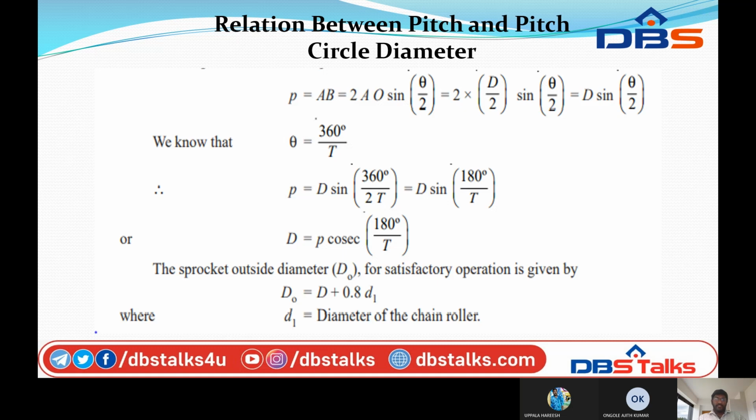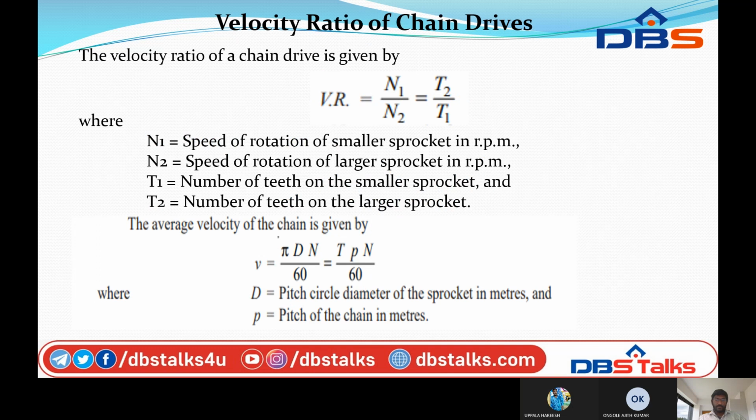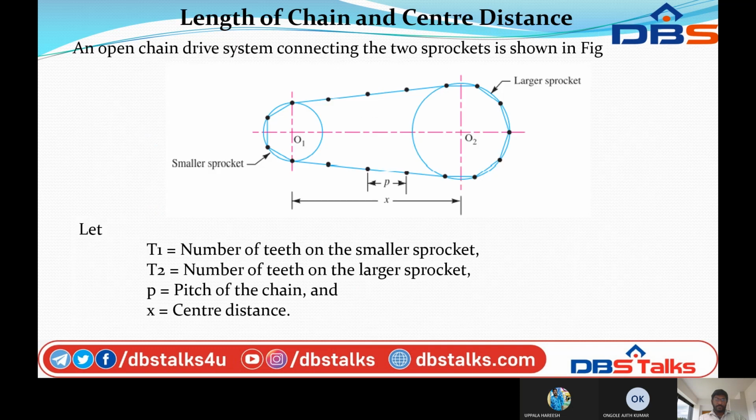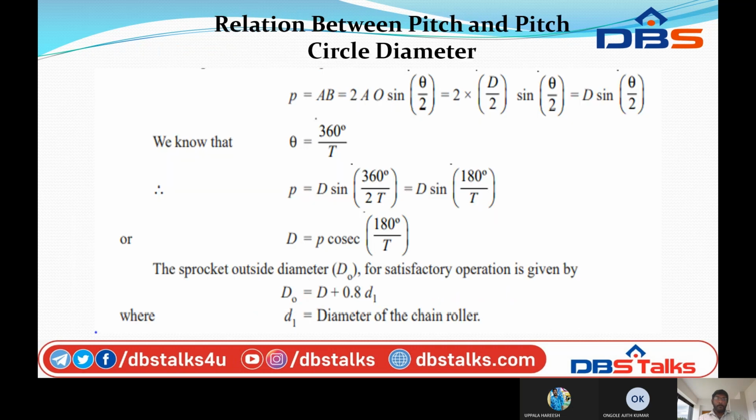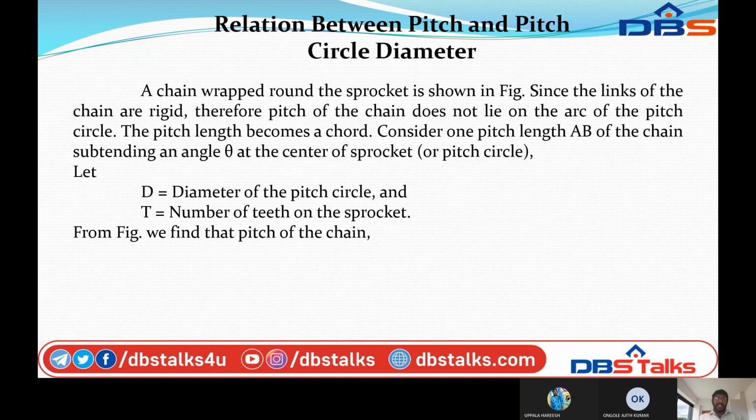You can see the figure. In the chain drive, the pitch circle subtends the angle theta. Length is AB. D is the diameter of the pitch circle. T is the number of teeth in the sprocket.